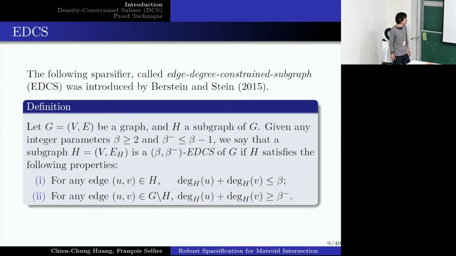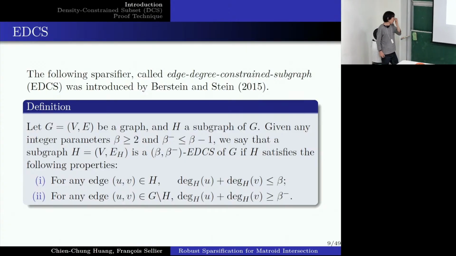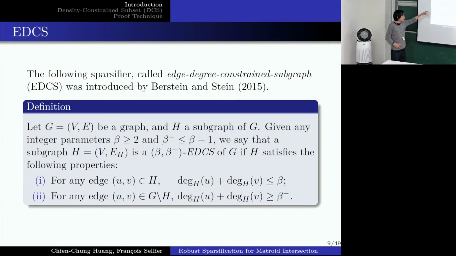So what's going on with this property? Here let me give you some intuition. This first condition essentially says that I don't want this graph to be too dense. I want H to have degree at most beta. So if I choose a small enough beta, that means the size of H is not too big. So that's the first thing.